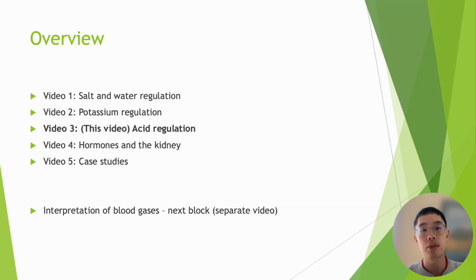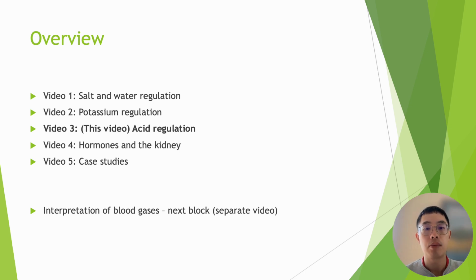To review, we have talked about salt and water regulation as well as the corticomedullary concentration gradient in our first video. We then talked about potassium regulation in our second video, and in this video we will be discussing acid regulation. In our next and final video, we will be discussing how various hormones are produced or play a role in the kidney, aside from its functions that we have described in the first three videos.